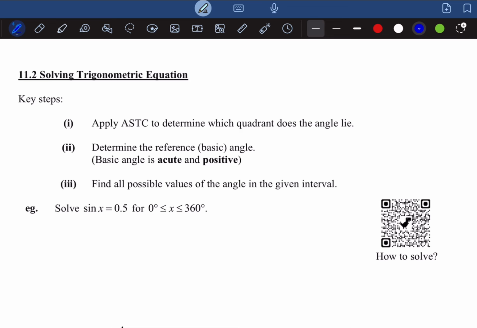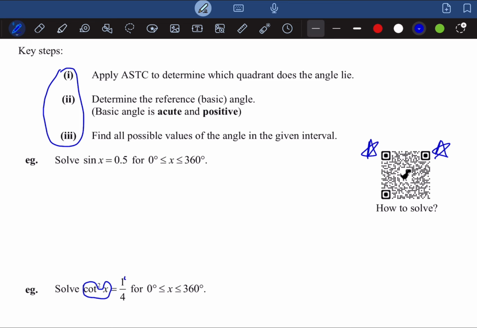The first example to go through is cotangent square x equals 1/4. To take note is that this cotangent square x, the cotangent is the base. So you can imagine this question to be like x squared equals 1/4, and we imagine we are solving for x. The only difference is now the base is being changed into a Trigo identity. So you need to be mindful.